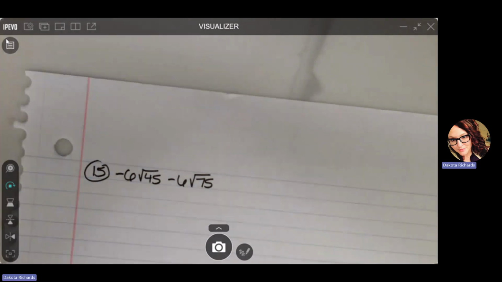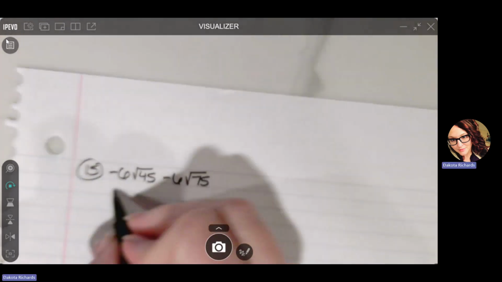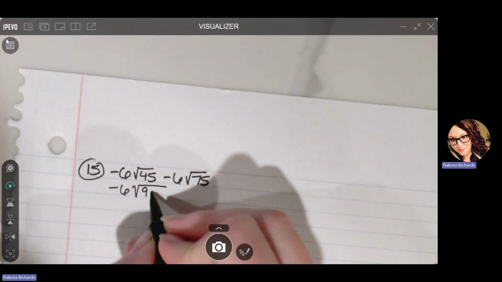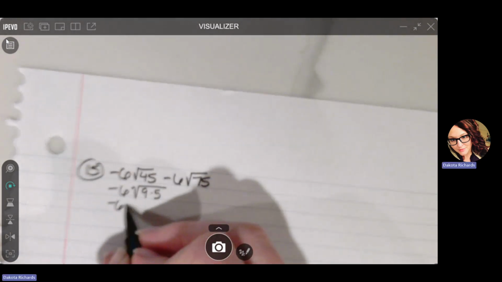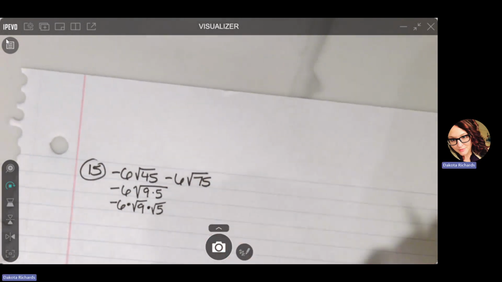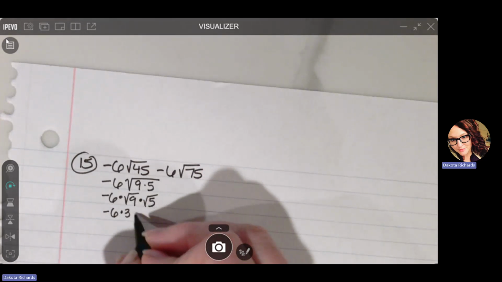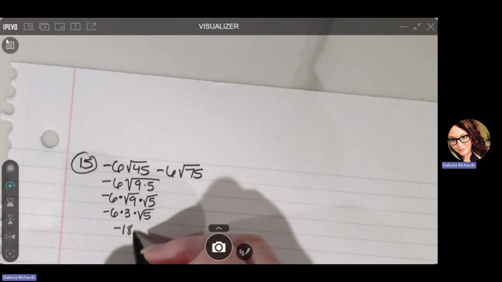All right, and now we just have to simplify. So the square root of 45 can be rewritten as the square root of 9 times 5. And then this step, let's just go ahead and give everything its own radical underneath. The square root of 9 is 3, so we get -6 times 3 times the square root of 5. That's going to give us -18 square root 5.